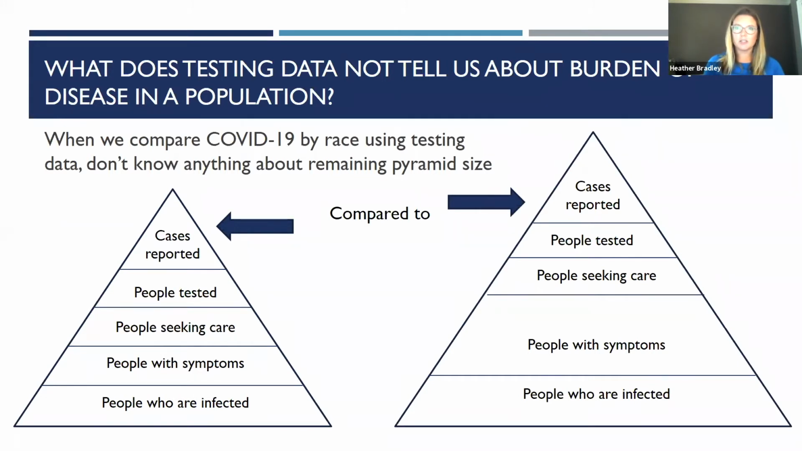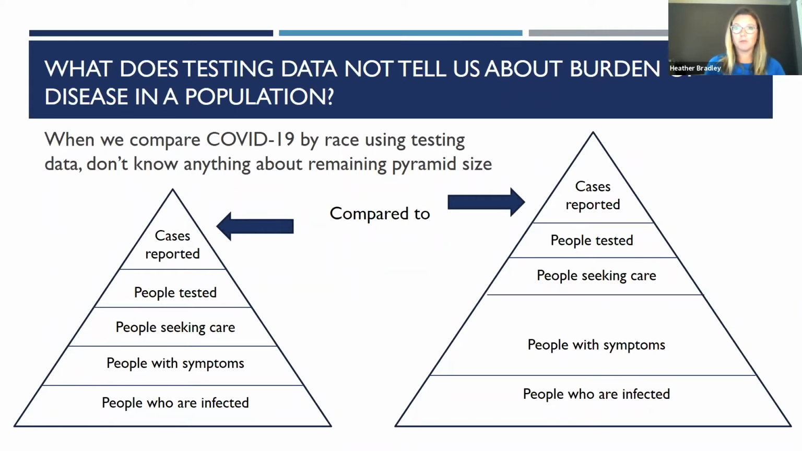So we might see just a slightly larger triangle, or a slightly larger number of cases reported, in one group versus another. But what we don't know is what's under that top triangle, right? If one group were more likely to have symptoms but not seek care or not be tested, the overall size of their burden of disease pyramid is going to be larger. But the problem is we can't see it, because all we can see is the top of the pyramid.